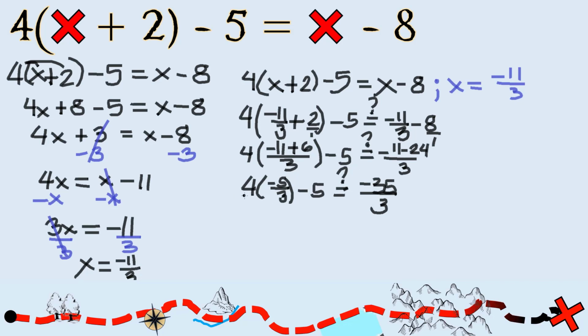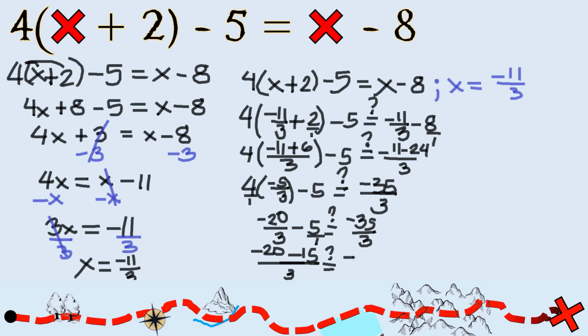We have here an integer, that's 4 over 1. When you multiply fractions, numerator times numerator, that's negative 20, and denominator times denominator, that's 3. Still minus 5 here, question mark. The other side is already negative 35 thirds. LCD here is 3. Okay? 3 divided by 3 is 1 times negative 20 is negative 20. We have here over 1. 3 divided by 1 is 3 times 5 is 15. Operation minus. The other side is already negative 35 thirds.